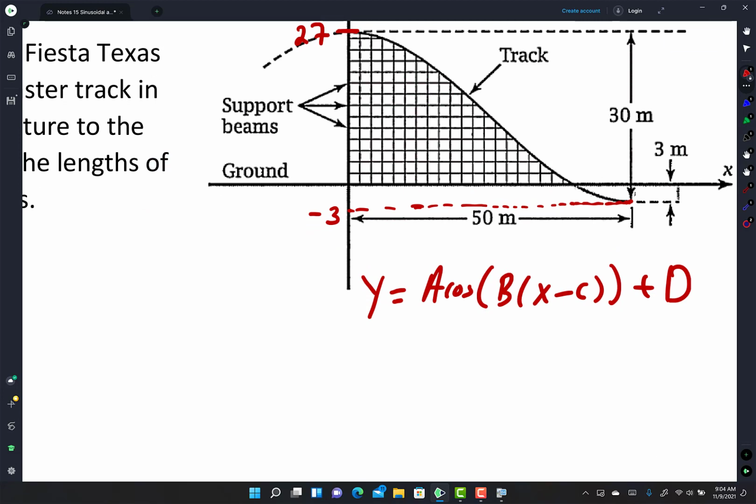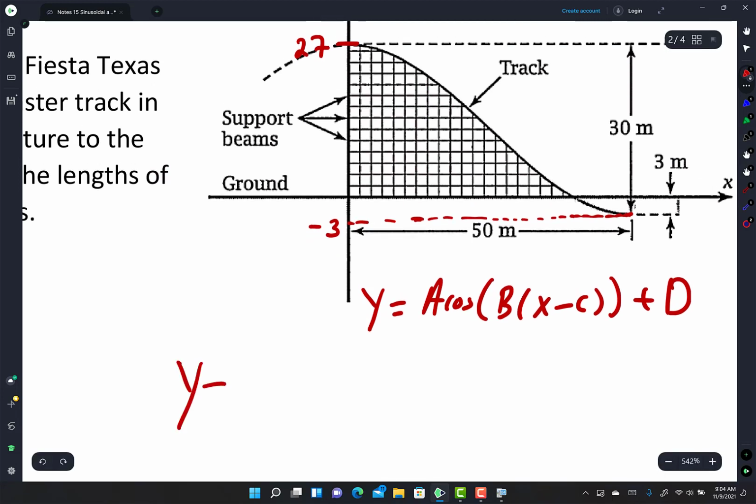The amplitude? All right. y equals... from low to high it is 30, so my amplitude has to be 15. Cosine, open parenthesis, the B. Well, from high to low, that's half my period, and it already went 50. So my whole period is 100. So 2 pi over 100. We'll reduce it in a little bit.